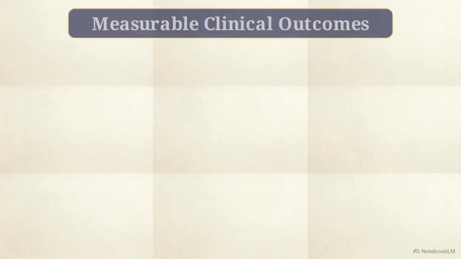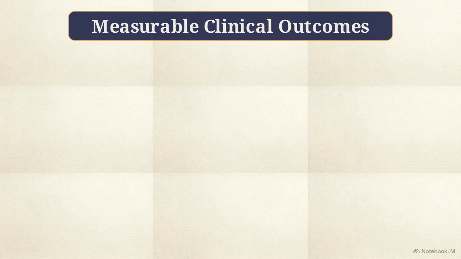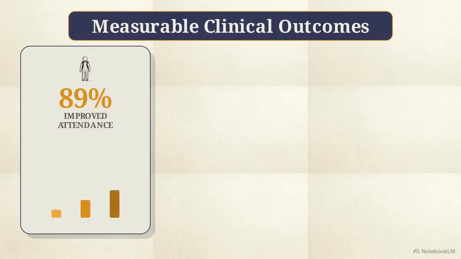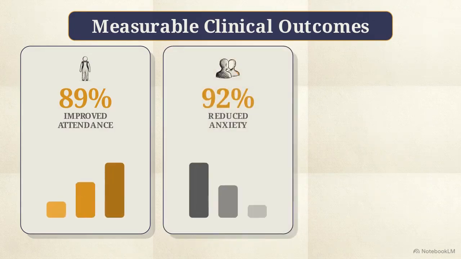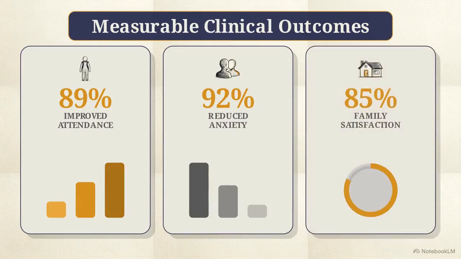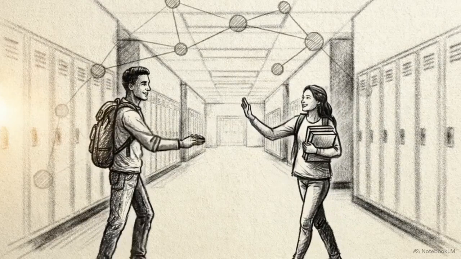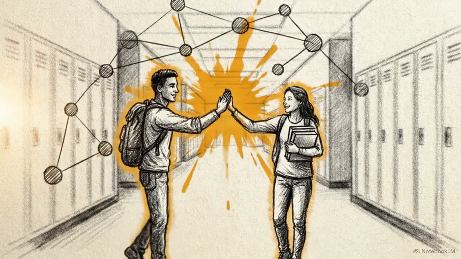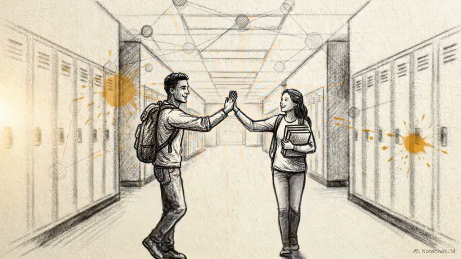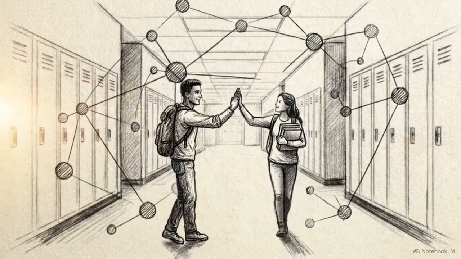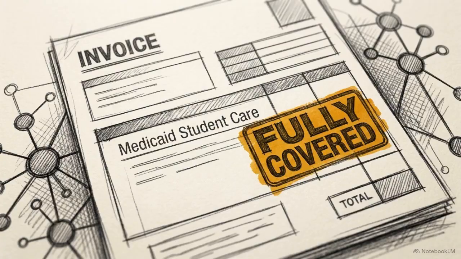The data from districts transitioning to this model shows significant improvement across several key metrics. This includes an 89% improvement in student attendance. Districts also report a 92% reduction in student anxiety and an 85% family satisfaction rate. Districts that replace suspension-first policies with integrated clinical support see a measurable shift in the behavioral outcomes and school engagement of this population. For Medicaid-eligible students, the cost is $0.